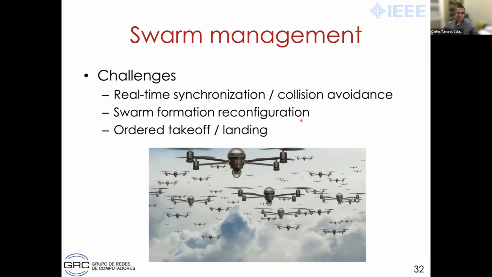For example, they are adopting a narrow pattern or a linear pattern, then you want to reconfigure into a matrix due to mission requirements. So doing this in the air safely and fast, I can tell you, is a significant problem. And then the order of takeoff and landing.